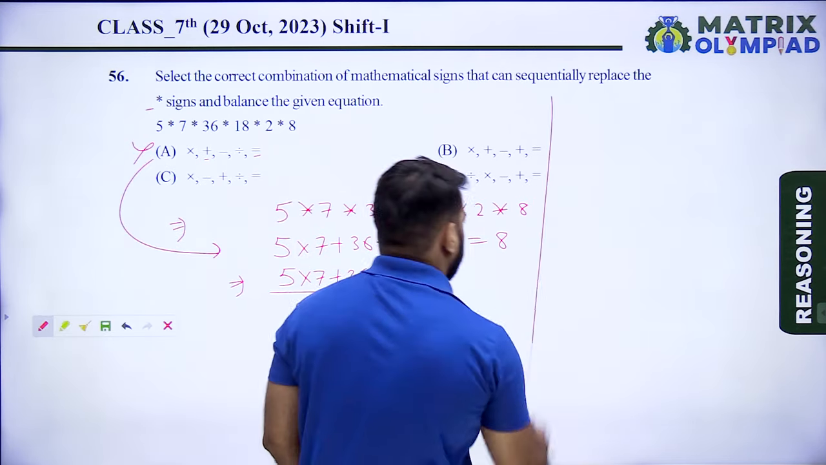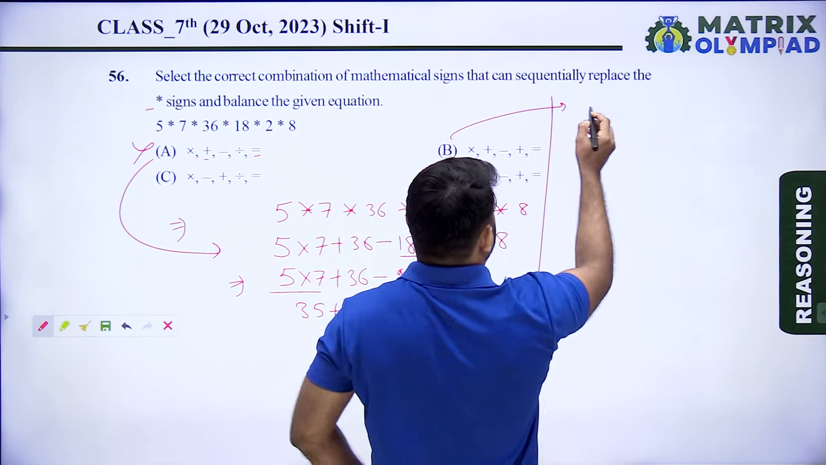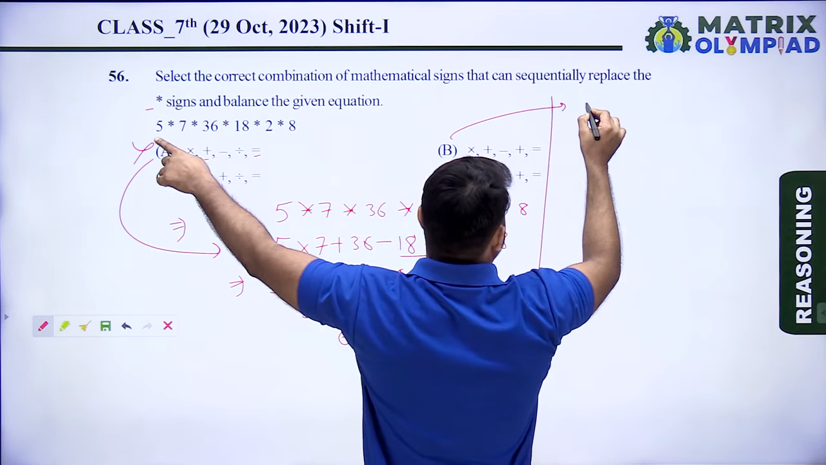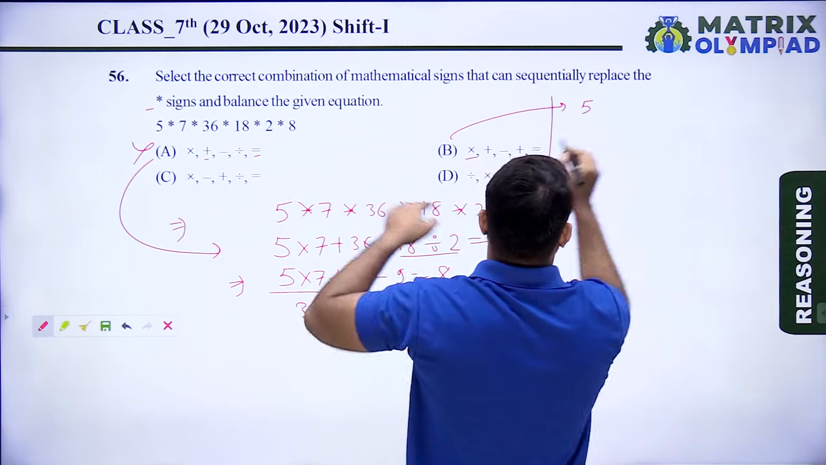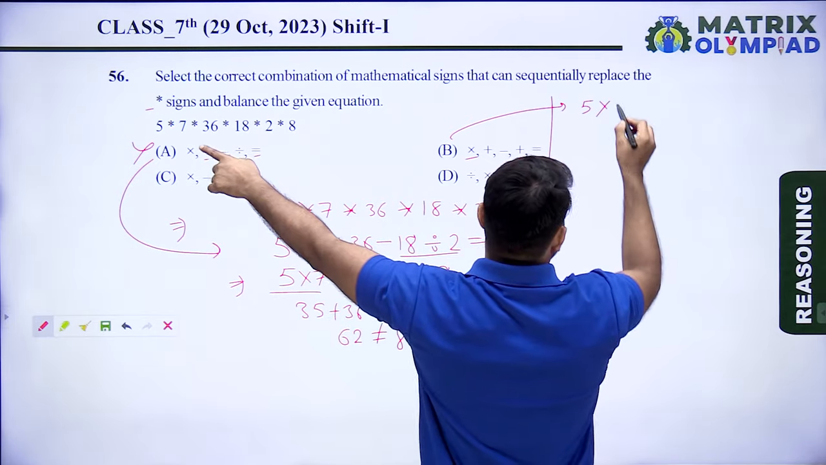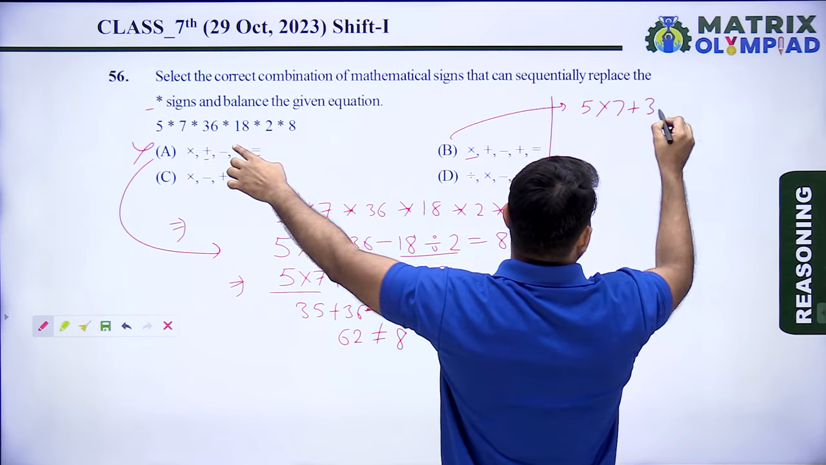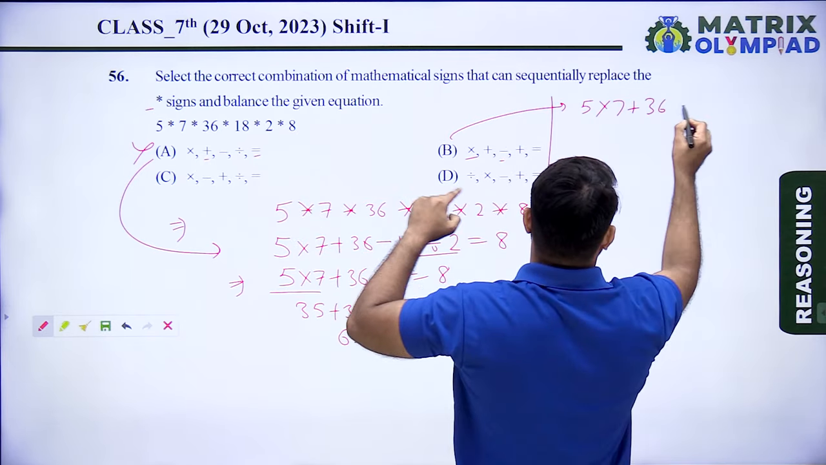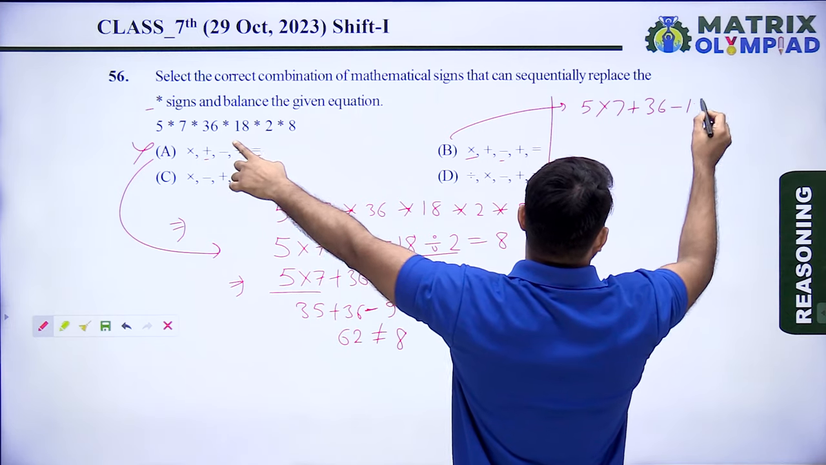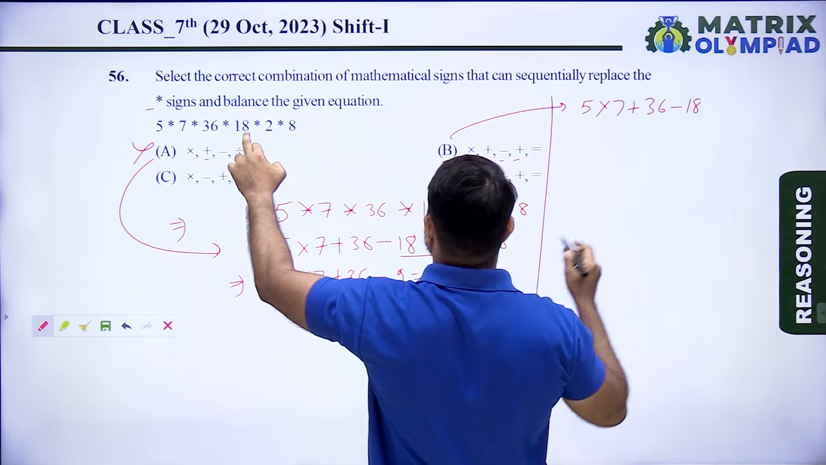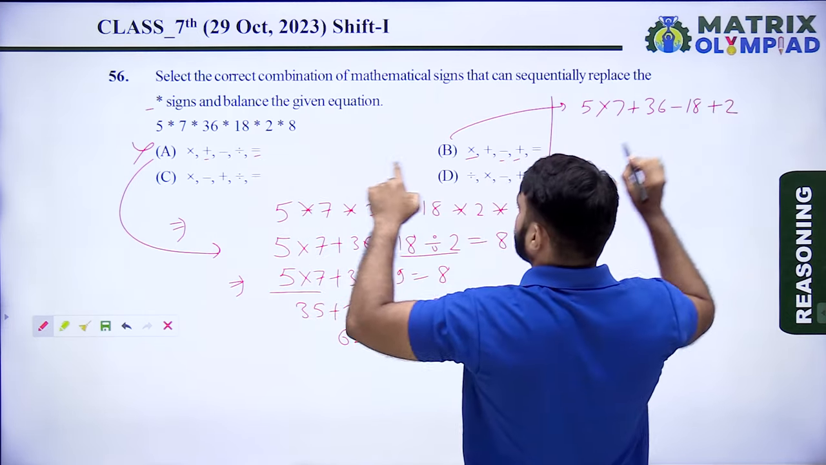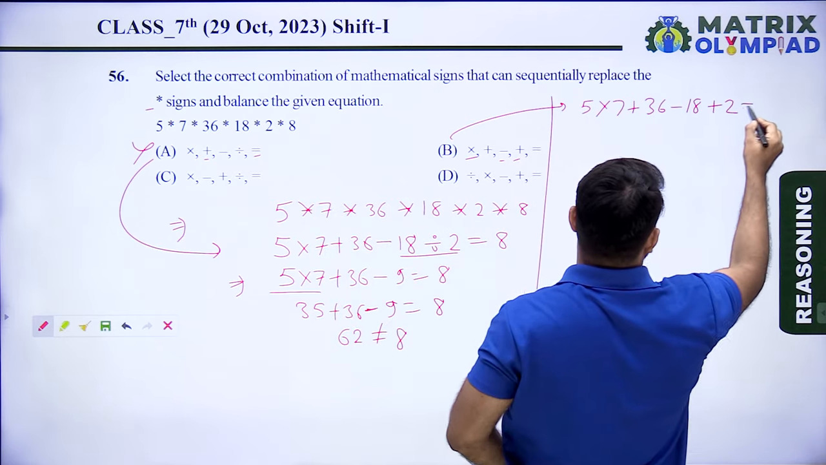Now taking option B. According to option B, 5, first abstract means multiply 7. Second abstract means plus 36. Third abstract means minus 18. Fourth abstract means plus 2. And fifth abstract means equals to 8.